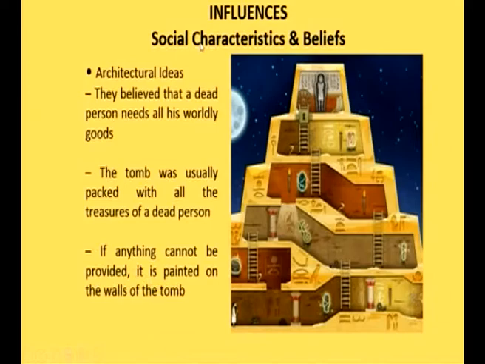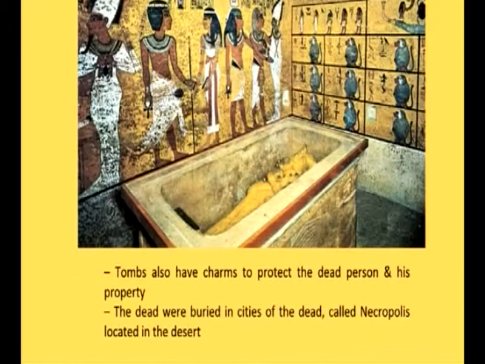If anything could not be provided, the room was painted with different colors and different hieroglyphics the person loved. The tomb also had chambers to protect the goods which they had used. For example, gold and silver would be put into a box and then stored here. The dead were buried in a city of the dead called a necropolis, which is located in the desert.